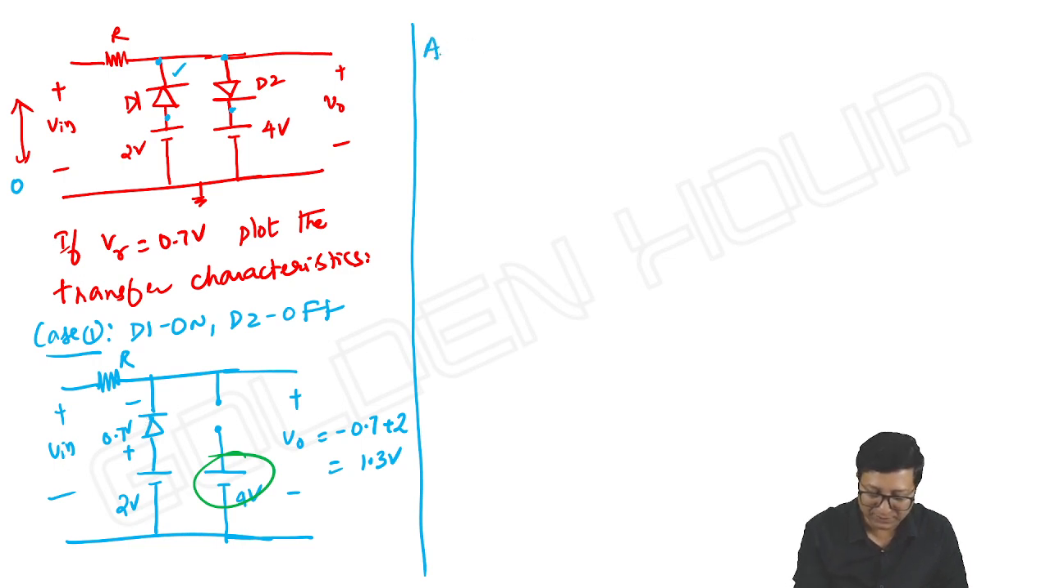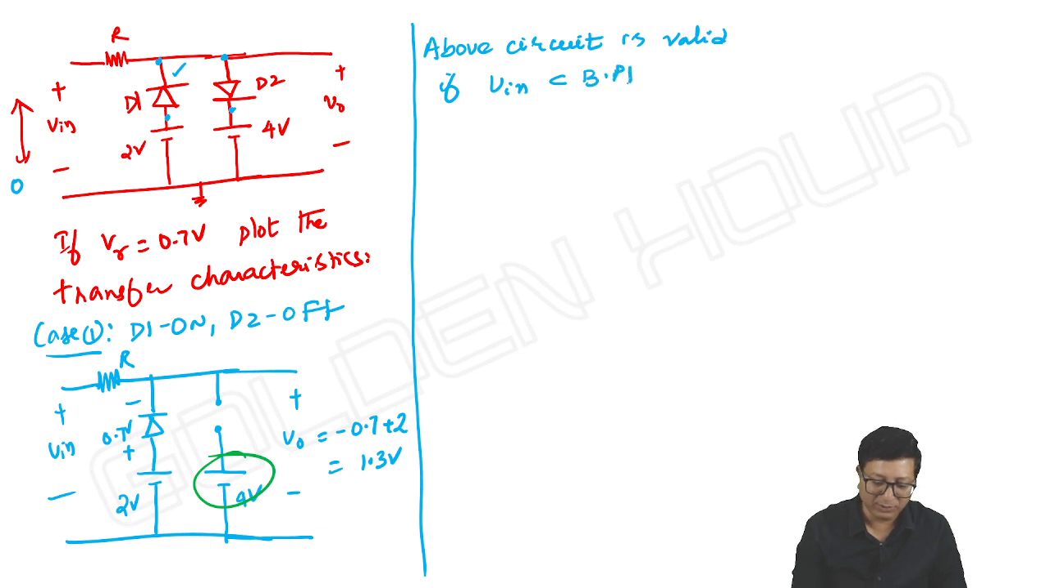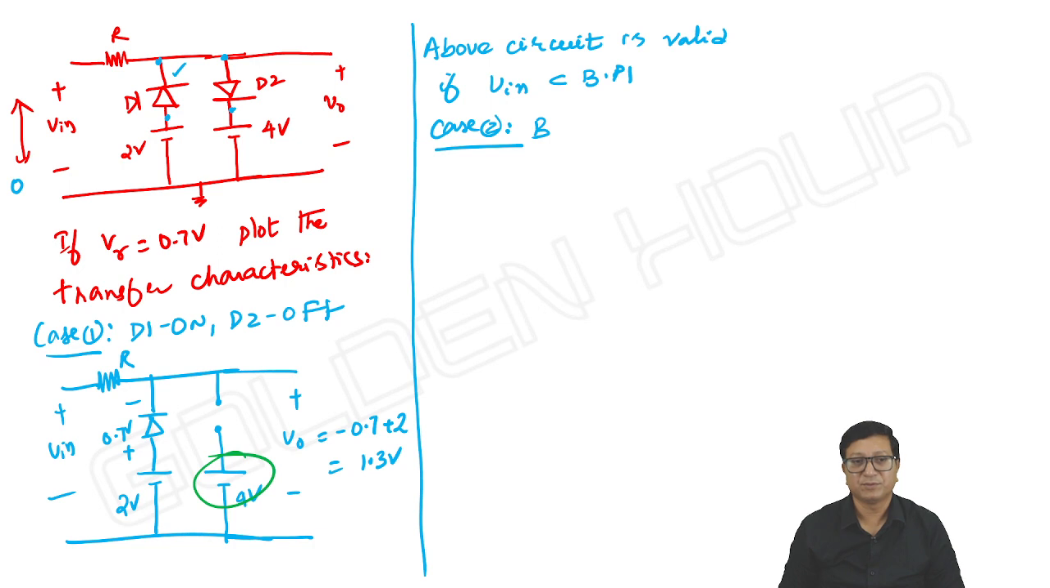That also I have to write. The above circuit is valid if V input is less than breakpoint 1. It looks like 2 volts, but we are not sure; less than some value. Next, case 2: both D1 and D2 are off. Input is greater than 2 volts and less than 4 volts, then both D1 and D2 are off.